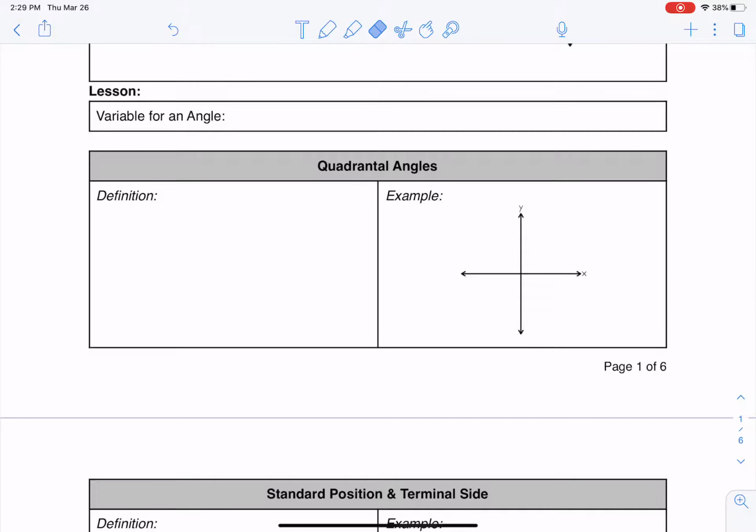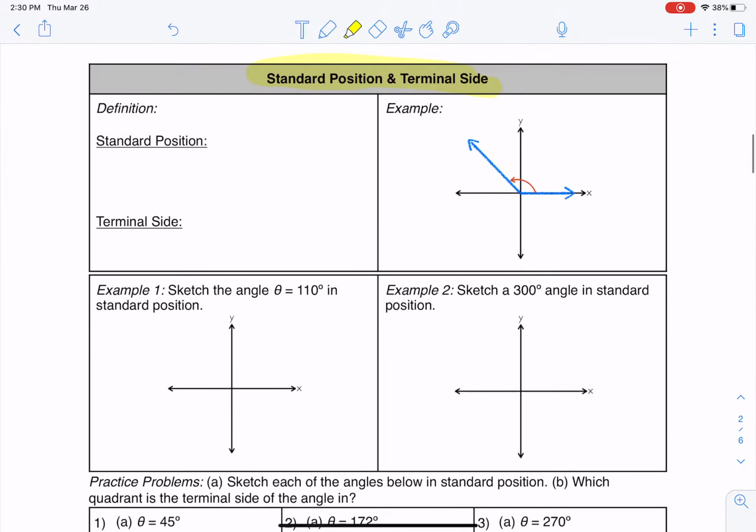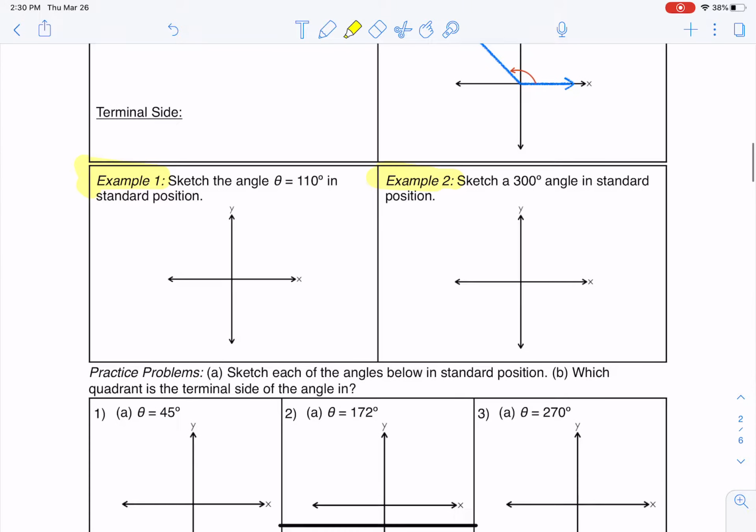So this video is going to correspond to the first part of the lesson, which has to do with the variable for an angle, what we call quadrantal angles, standard position and terminal side. These two examples, example 1 and example 2, and then we'll look at 2 of the practice problems together. So that's what we'll be doing in this video.